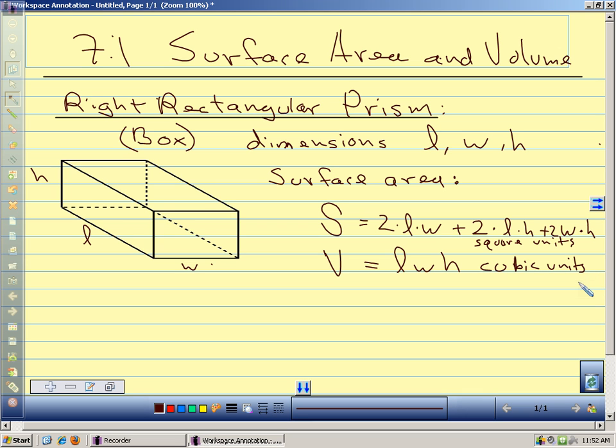So now we have 3 different types of units to keep track of. When we're talking about length, our unit is just units, centimeters, inches, meters, kilometers. When we're talking about area or surface area, our units are square units, square meters, square inches, square kilometers, square miles. And when we're talking about volume, we have cubic units, cubic inches, cubic millimeters, cubic centimeters, cubic miles. So we have to keep track of 3 different kinds of units now: length, area, and volume.